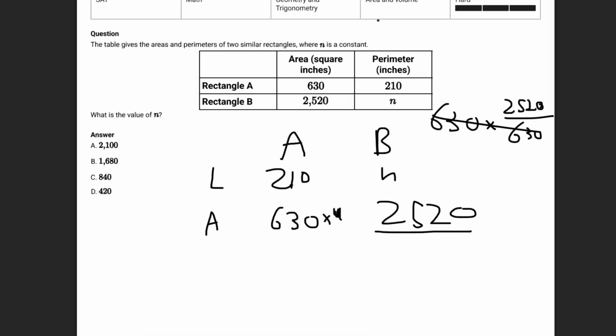Well, we can't use this factor if you want to find the perimeter of B, because this is area and it's in units squared, and this is just in units. So we have to take the square root of 4, which is 2. So you have to multiply 210 by the square root of 4, or multiply by 2, which gives you 420. And that would be your answer for n, or the perimeter of B. So that's the final answer.